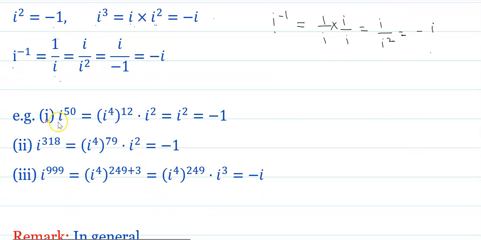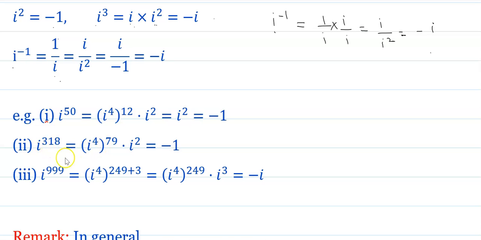What about i raised to 40? i raised to 40 can be written as i raised to 4 into 12. 4 into 12, 48. किती राहिले तर 2 राहिले. i square. i raised to 4 means what? 1. 1 raised to 12, you are getting 1 again. 1 into i square, that is i square. But what about the i square? Is minus 1.